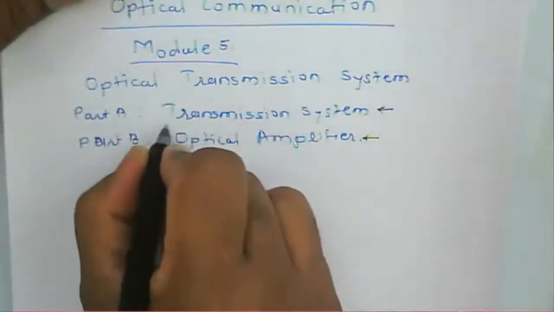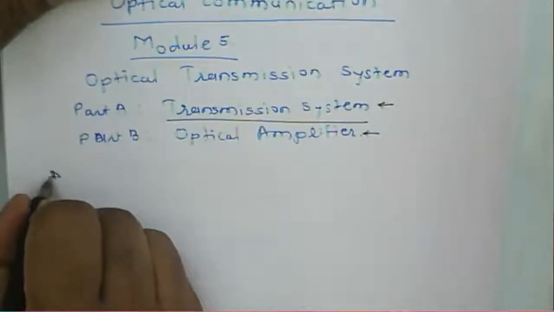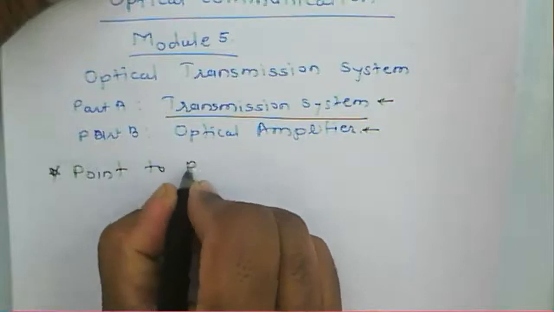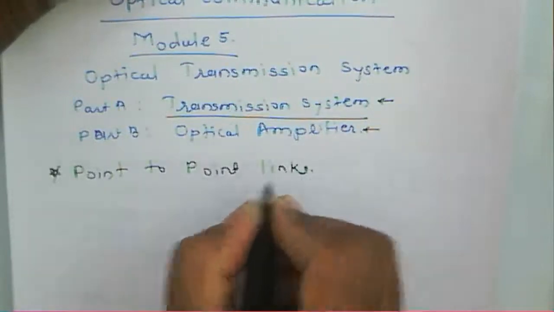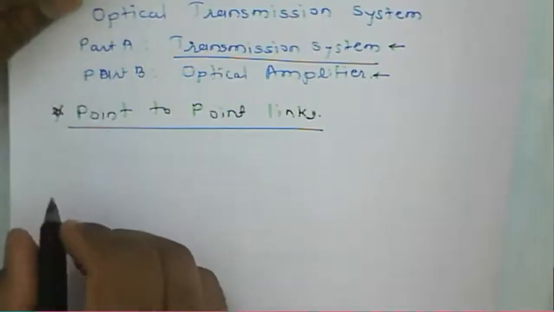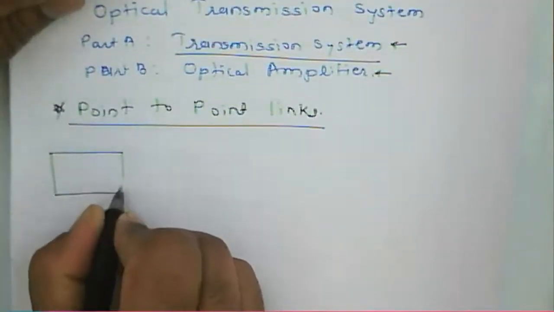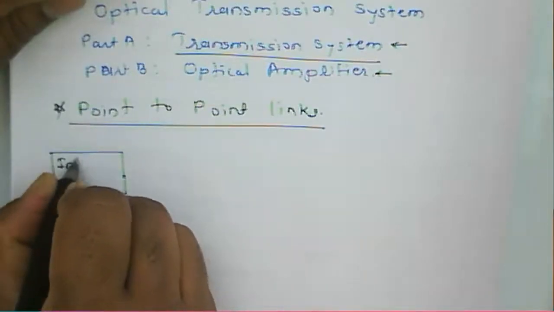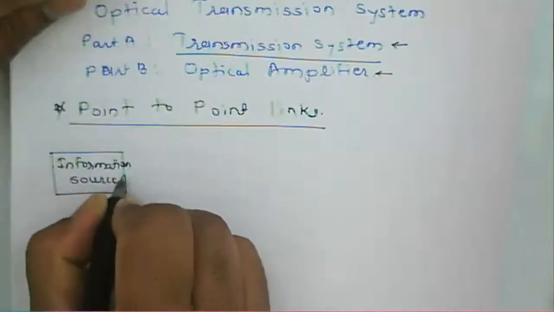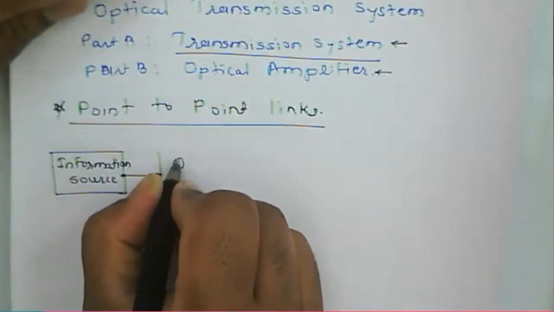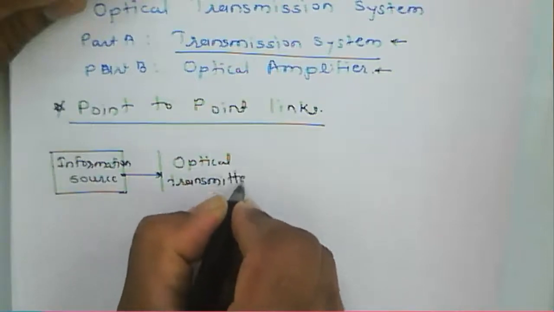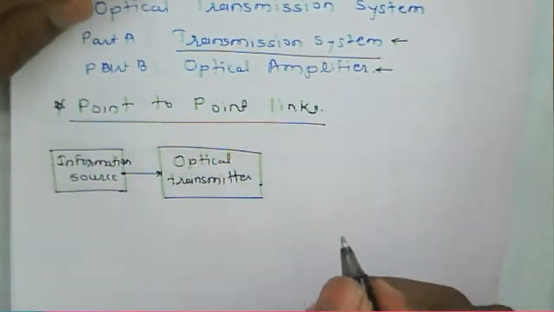So we start our discussion with part A, that will be the transmission system, and we start here with a topic that is the point to point link. Now for the point to point link, how does your optical system transmission take place? For a given transmission system, we require a bit or data to be transmitted. This belongs to an information source, and then that information will be given to the optical transmitter, that is your light source.